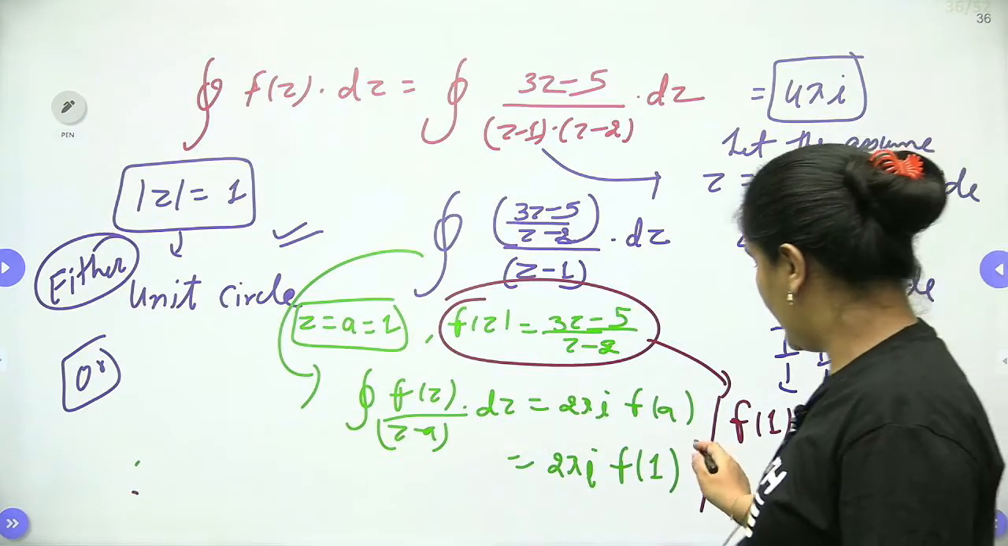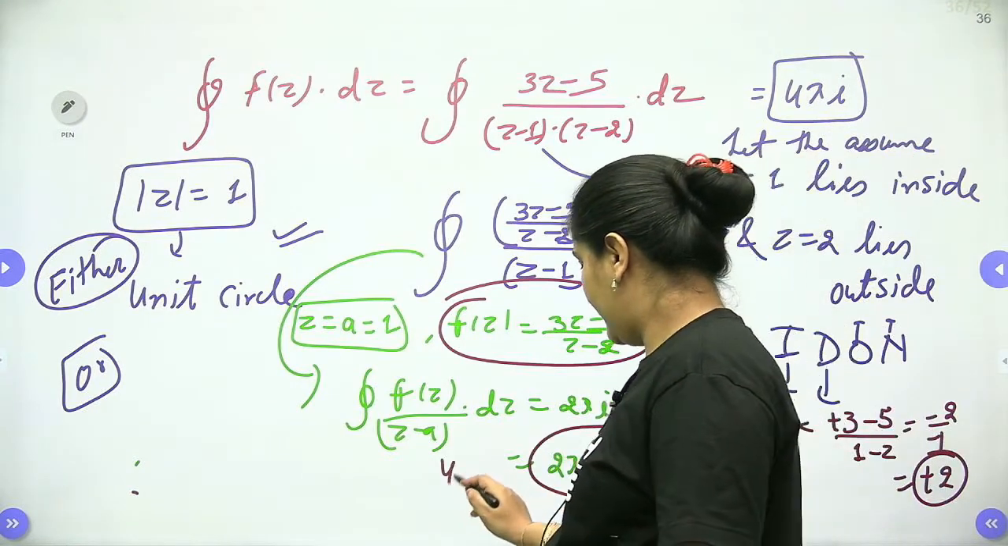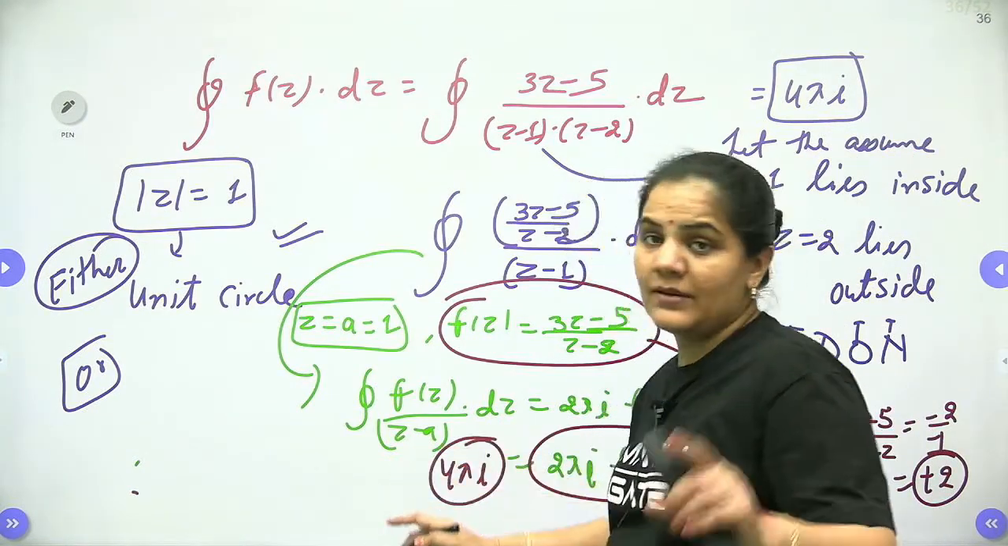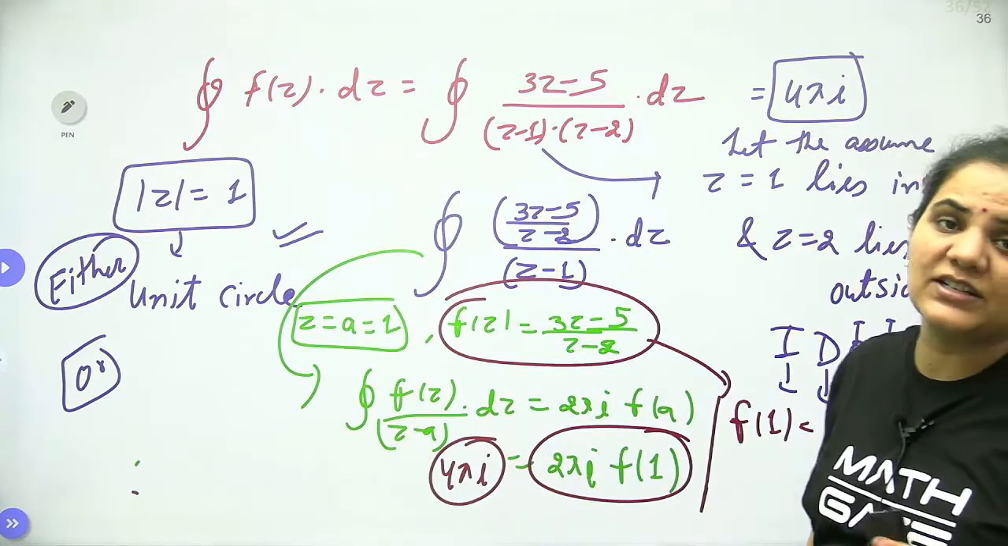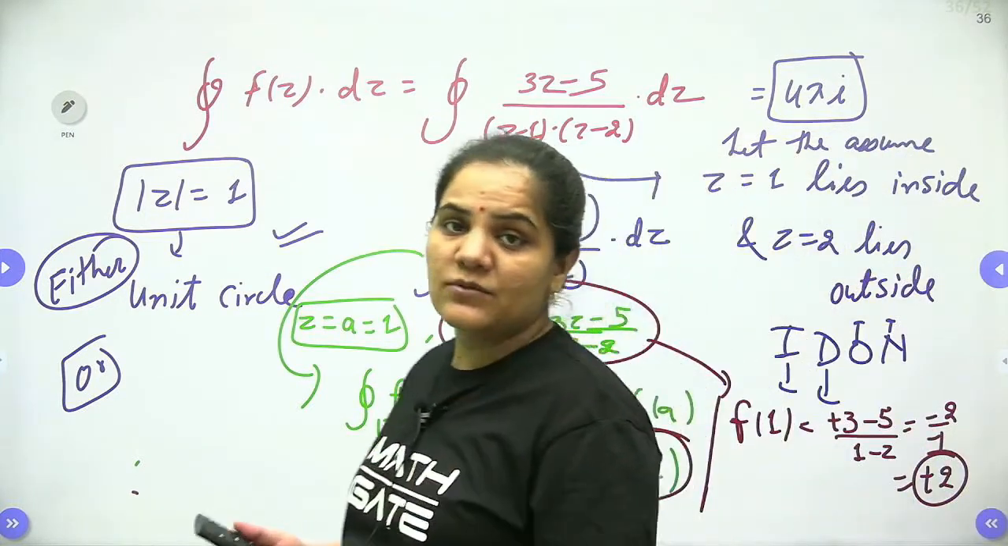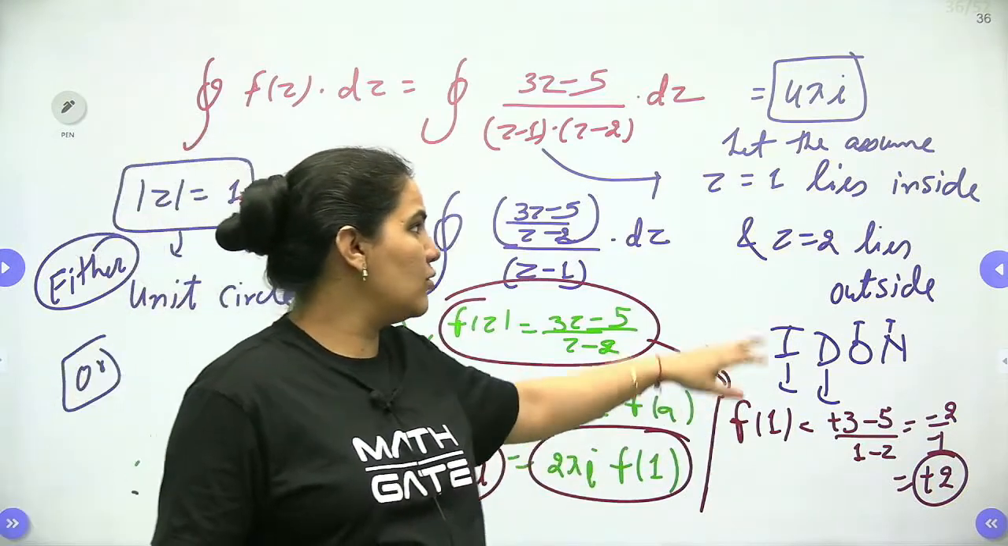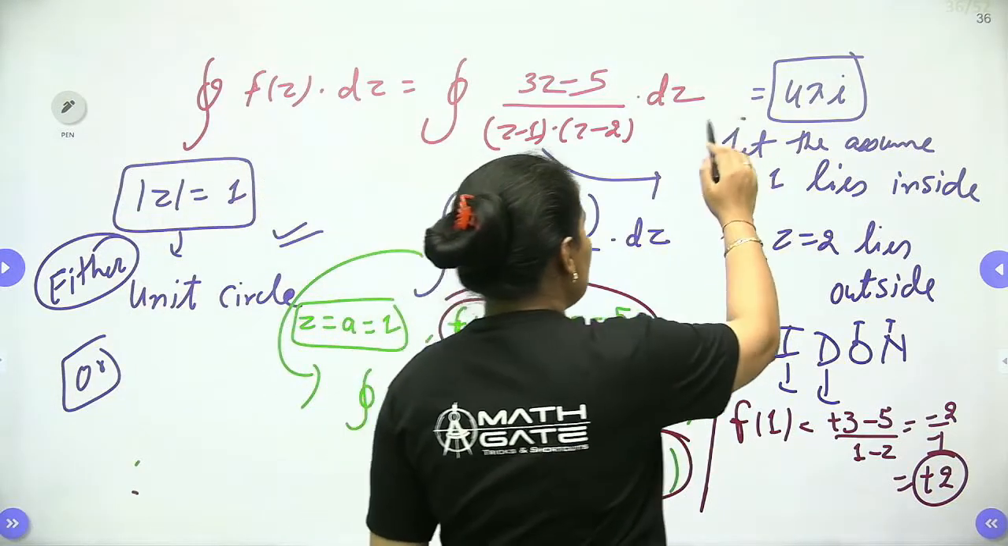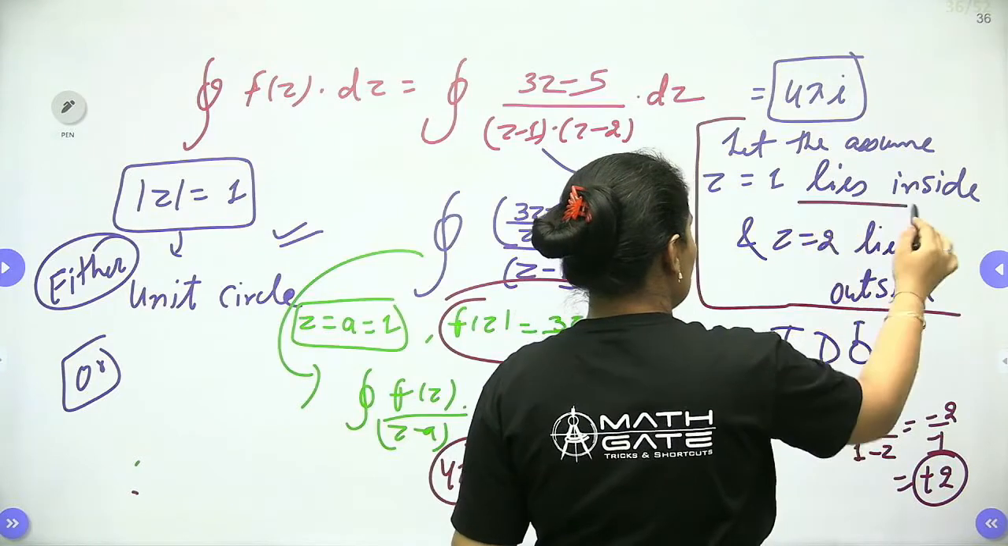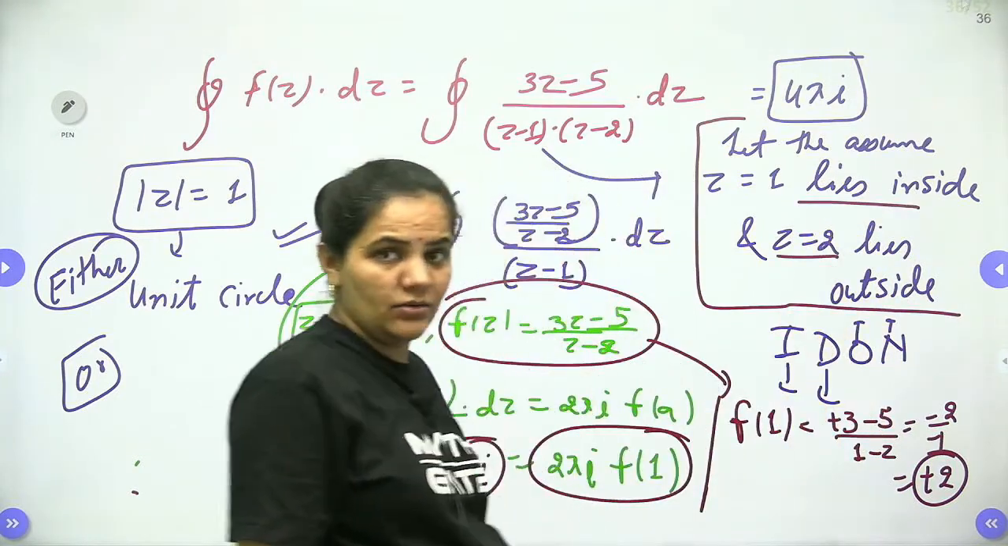So when we approach here, it will be 4 pi iota. Hence my assumption is right. I was assuming that z equal to 1 lies inside the closed curve and z equal to 2 lies outside the closed curve.